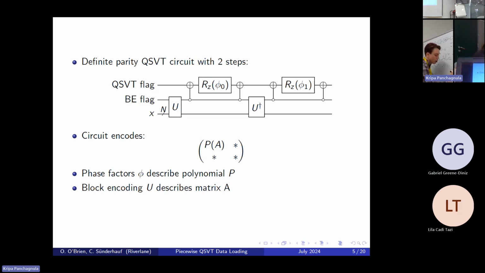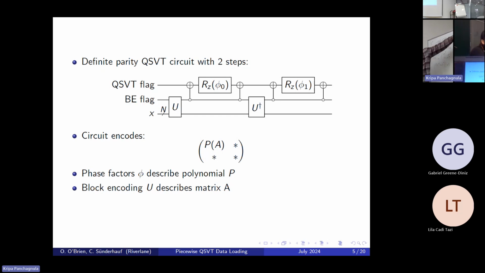And more importantly, P of x has to have magnitude less than 1 on the domain -1 to 1. That should be a block code. Yeah, it's because when we do this polynomial transformation of the singular values, they have to still lie between -1 and 1. What does definite parity mean?